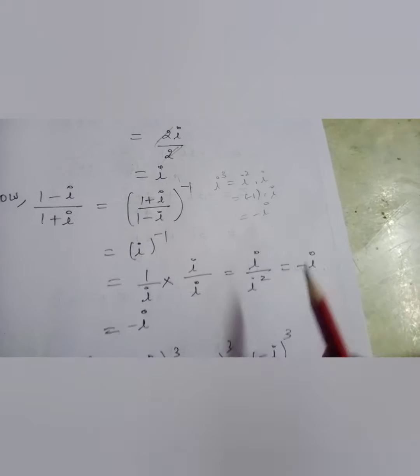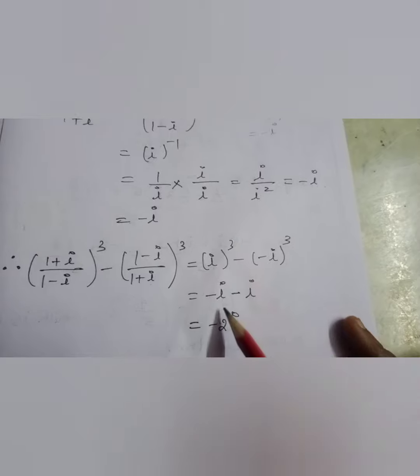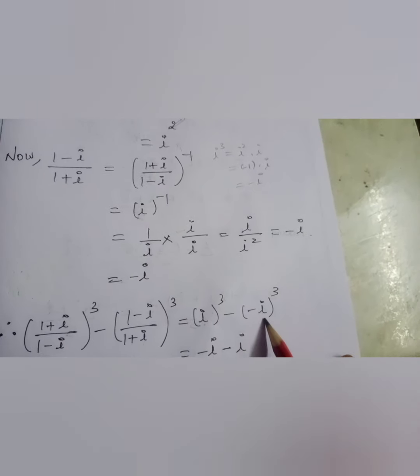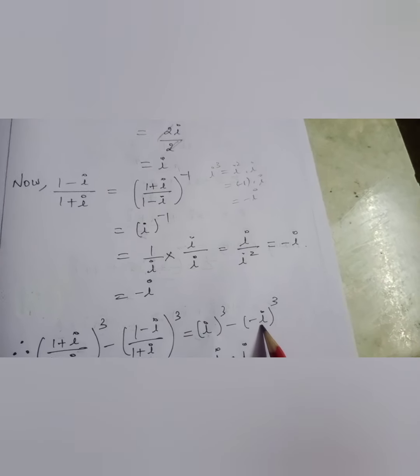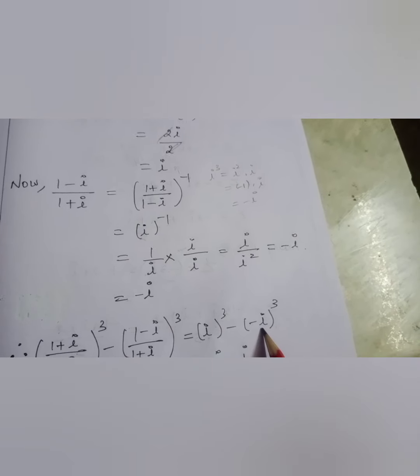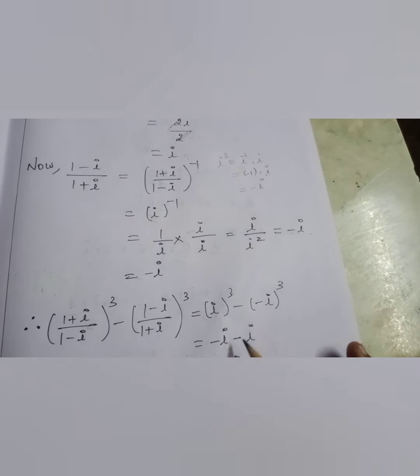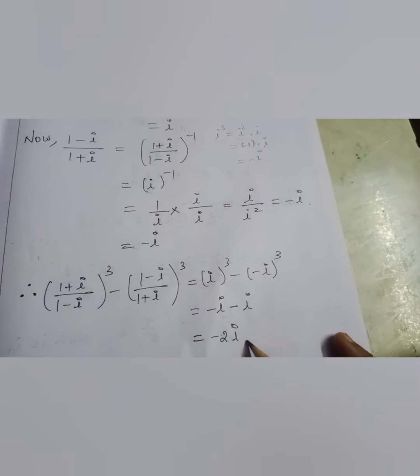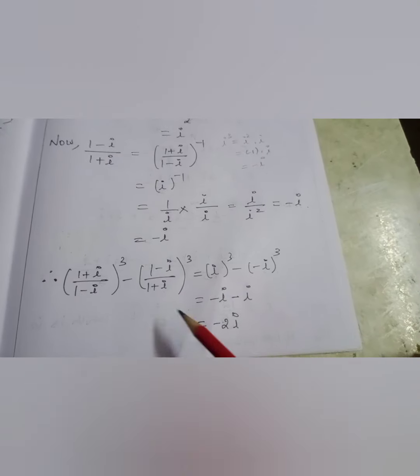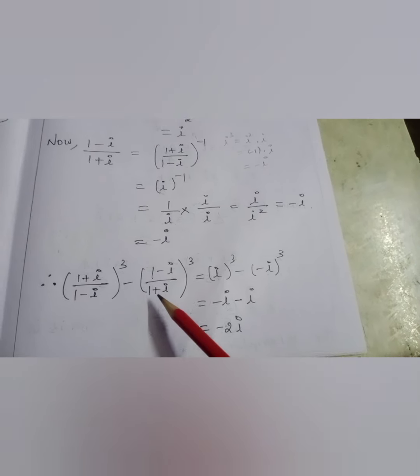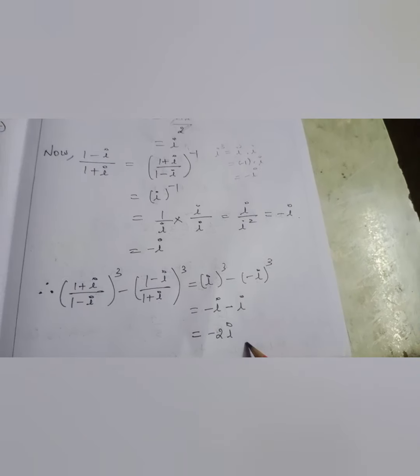So this method will apply here also. For i cubed we get -i. Again this is (-i) cubed, right? So (-i) cubed means there will be a minus sign, so minus into minus, we get plus i. Already there is a minus here, so -i - i is -2i. So the expression ((1 + i)/(1 - i)) whole cube minus ((1 - i)/(1 + i)) whole cube is equal to -2i.